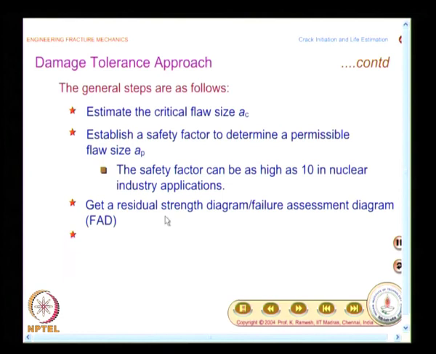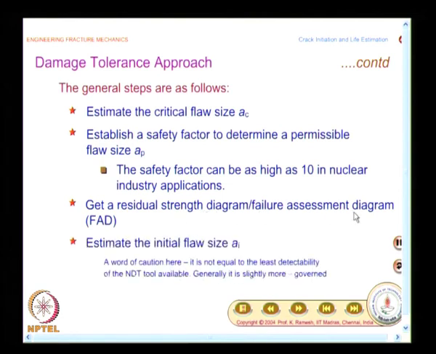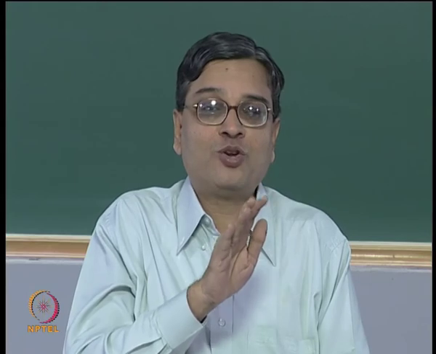And you have to get a residual strength diagram. Now you are equipped with the failure assessment diagram, so you can do a better analysis. So, the warning is simply do not apply LEFM, because that you have learnt thoroughly. That is the starting point. This course opens the doorway for fracture mechanics.